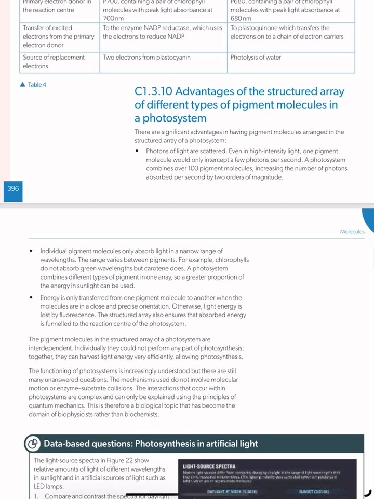There are significant advantages in having pigment molecules arranged in the structured area of a photosystem. First, photons of light are scattered. Even in a high-intensity light, one pigment molecule would only intercept a few photons per second. So the photosystem combines over 100 pigment molecules, increasing the number of photons absorbed per second by 2 orders of magnitude.